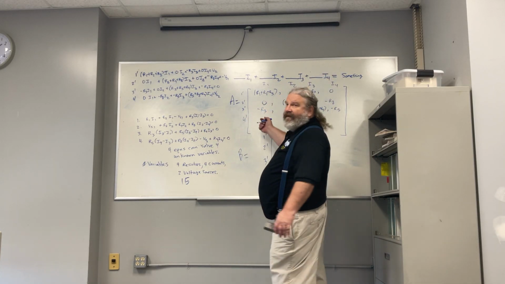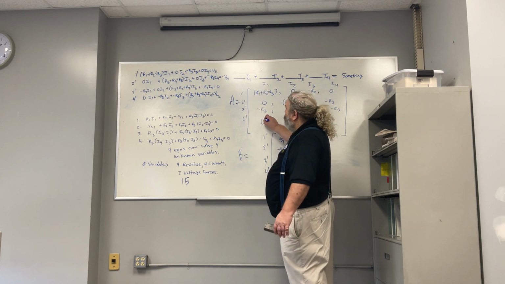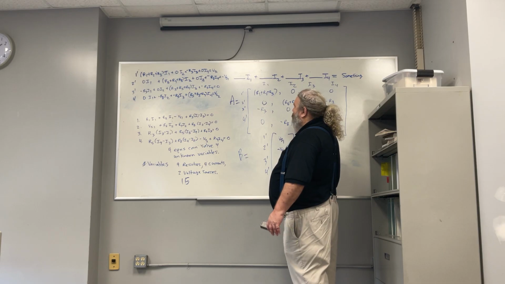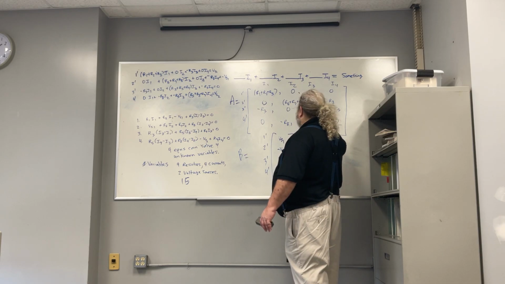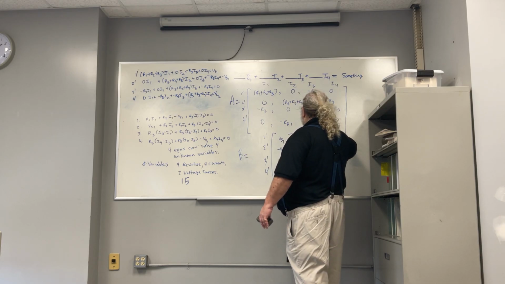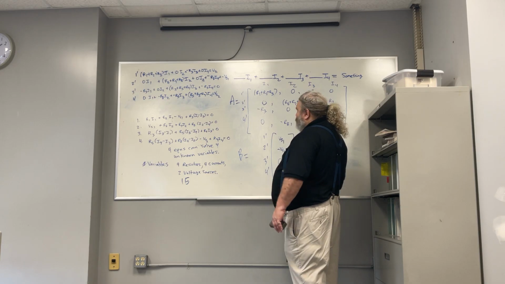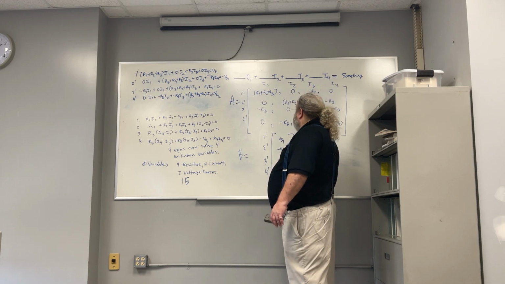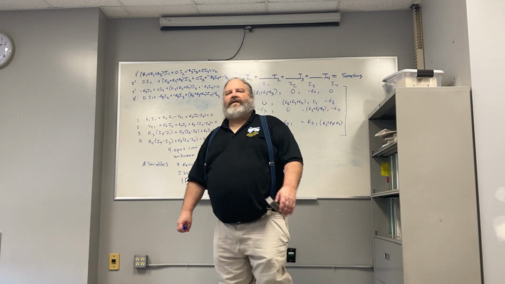Give me the fourth one. 0. 0, negative R8, negative R5, R5, R8, and R9. And the answer? VS2. And there's your A and B matrices.